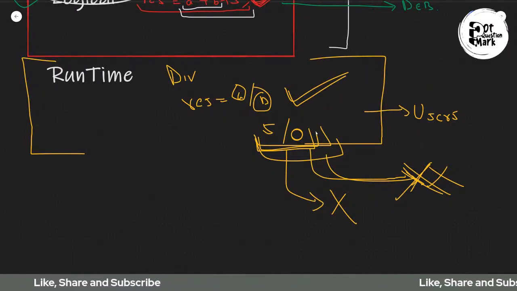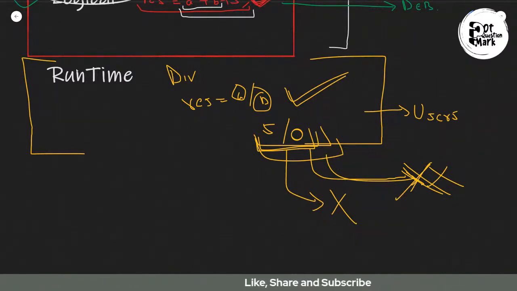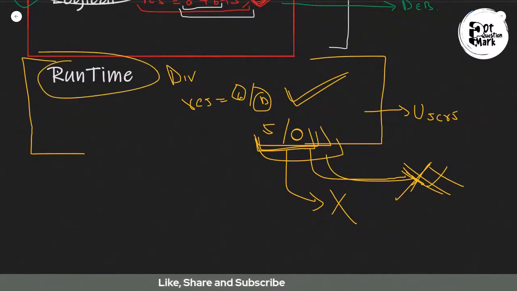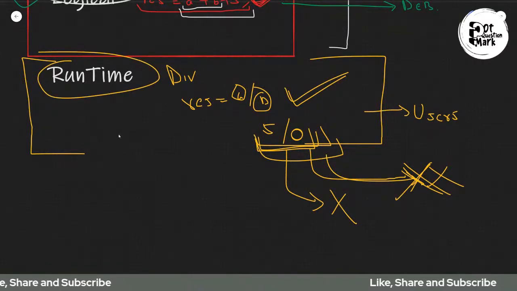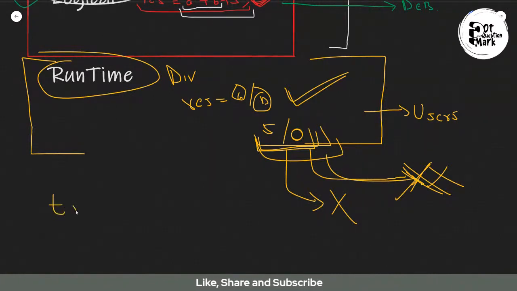That is why we are using exception handling. Exception handling is for handling runtime errors only. So now we have to handle runtime errors. To handle runtime errors, we use try catch.